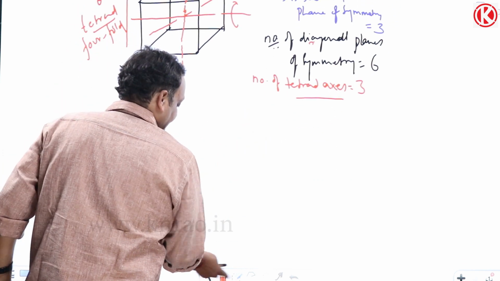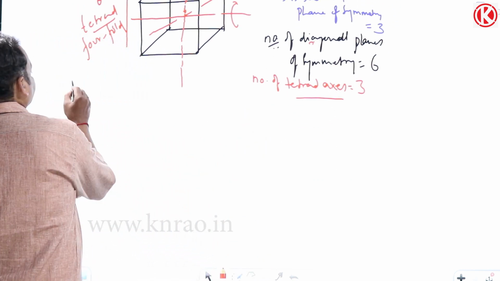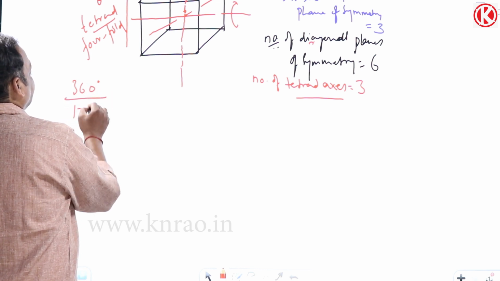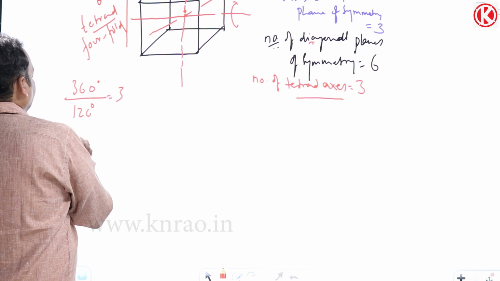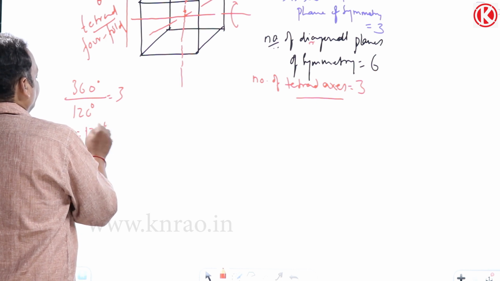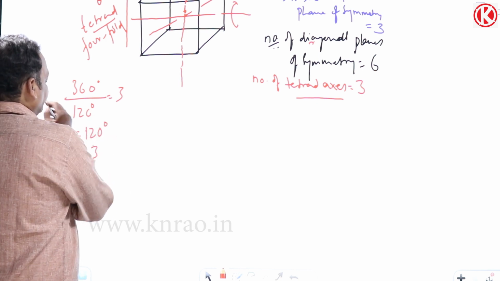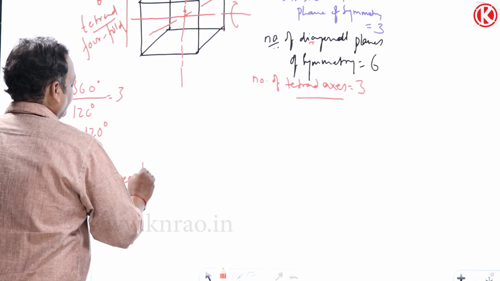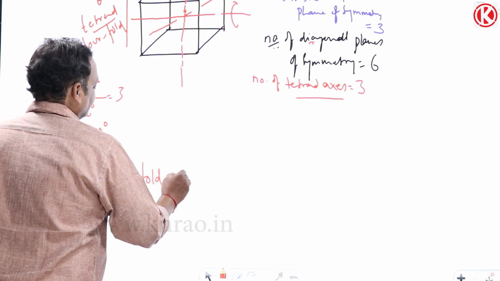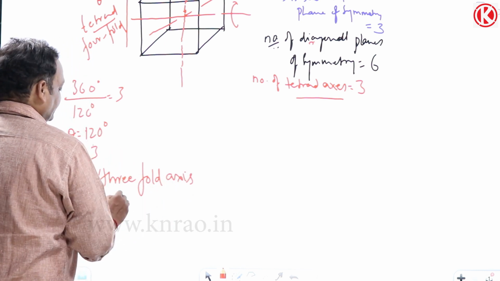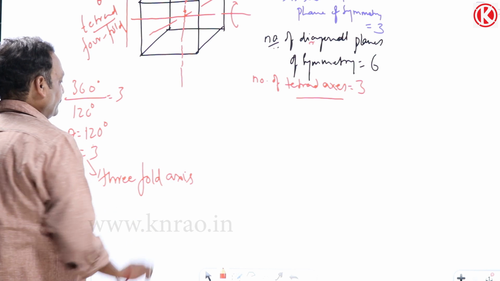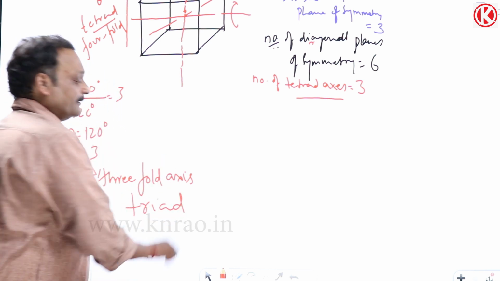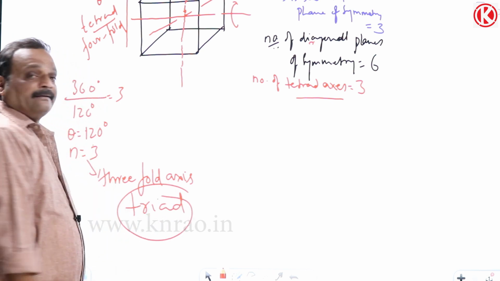This time, 360 degrees by 120 degrees equal to 3. That is, theta equal to 120 degrees, n equal to 3. This I call a 3-fold axis of symmetry. Each one is known as a 3-fold axis of symmetry, or triad axis I will call it.